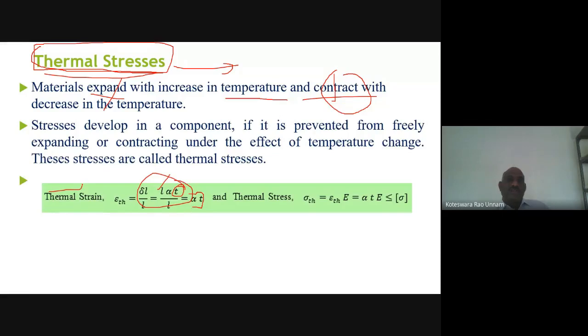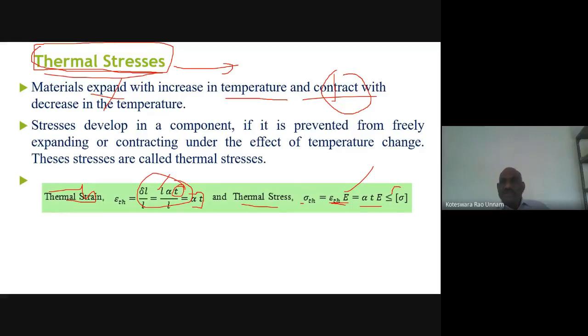Once you know the thermal strain value, then using Hooke's law, you can calculate the thermal stress value. That is, stress is directly proportional to strain and the proportionality constant is Young's modulus. Your sigma is equal to E epsilon. So then you will get a stress value.